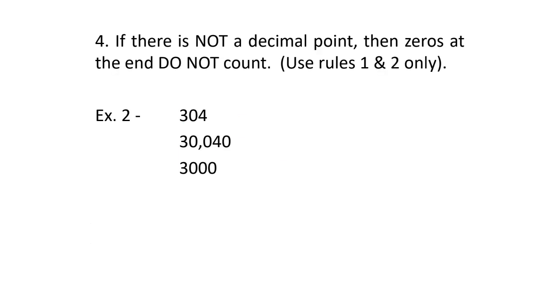Okay, if there's not a decimal point, then zeros at the end do not count. So we're just using the first 2 rules. If we look at this one, this has got 3. Now here, if you look at 30040, that last one doesn't count, making it 4. Here, the last 3 don't count, so this has 1. Now, if this was 3000 with a decimal point, then this would have 4. But without that decimal point, you're saying it's about 3,000, not 3,000 exactly, but about 3,000 people or 3,000 whatever.